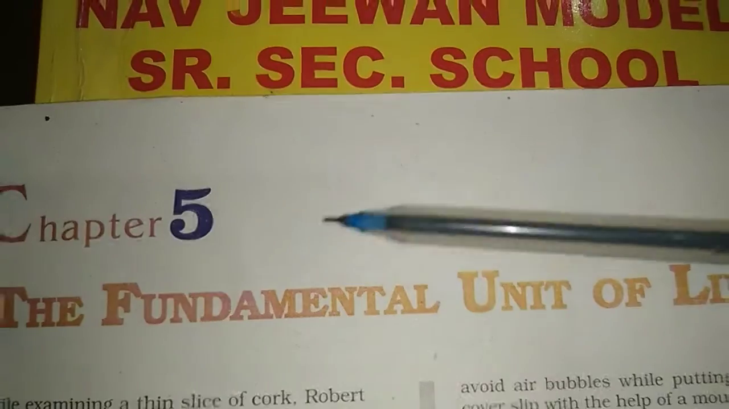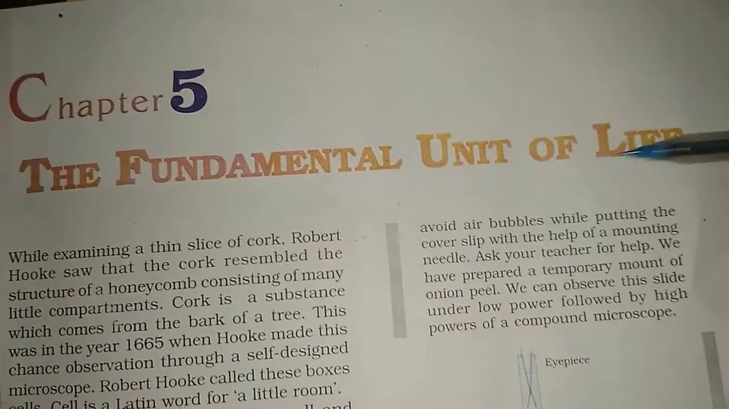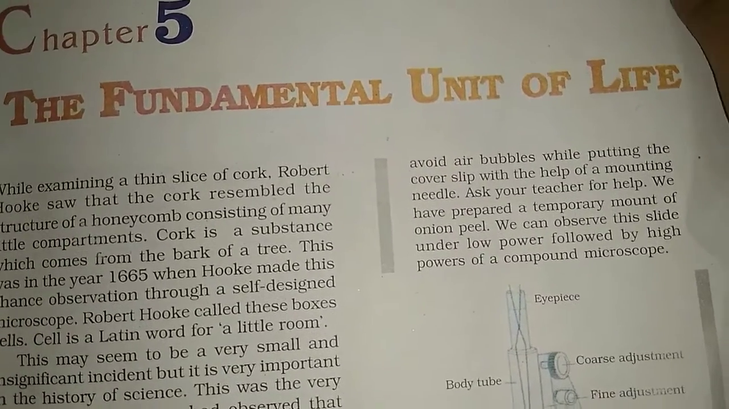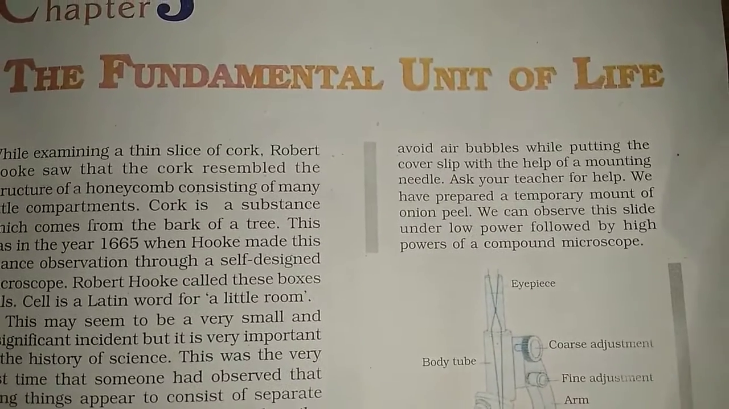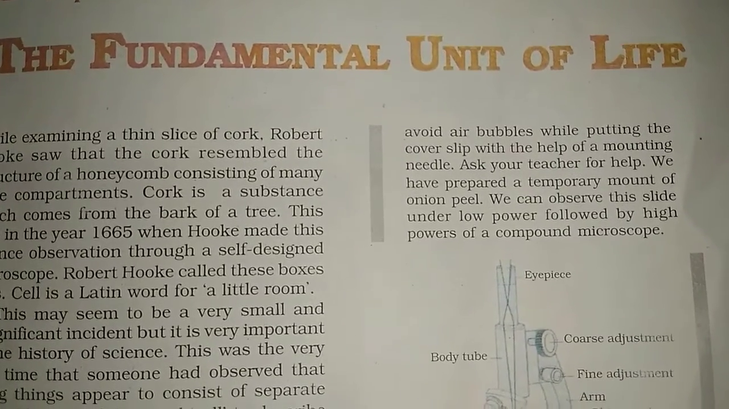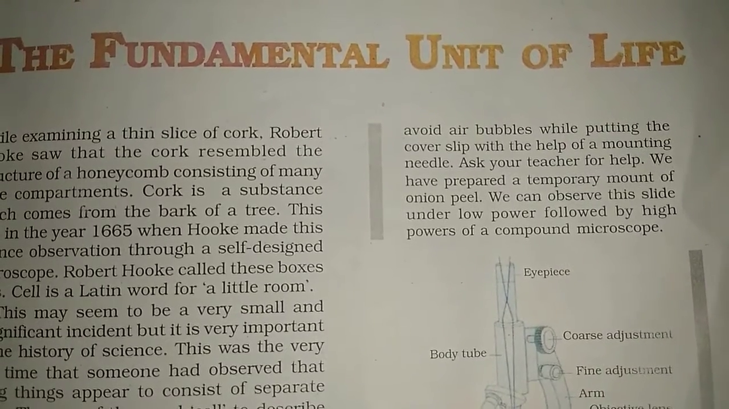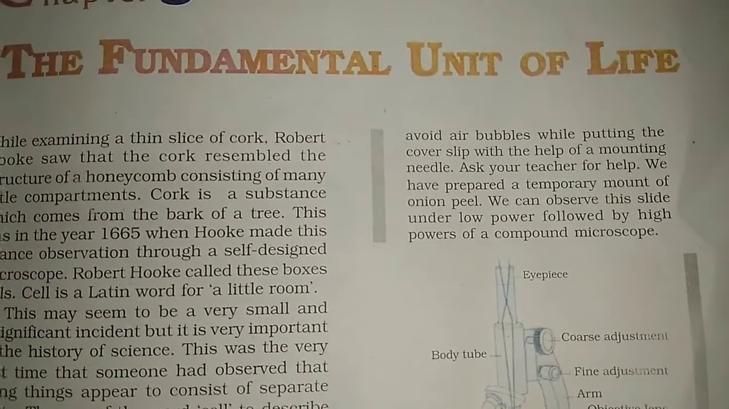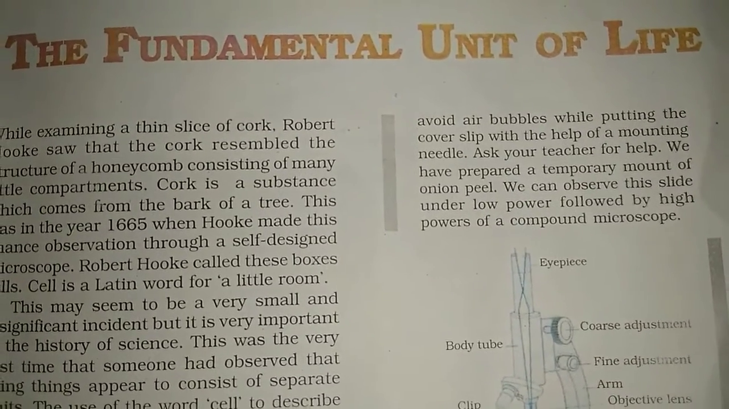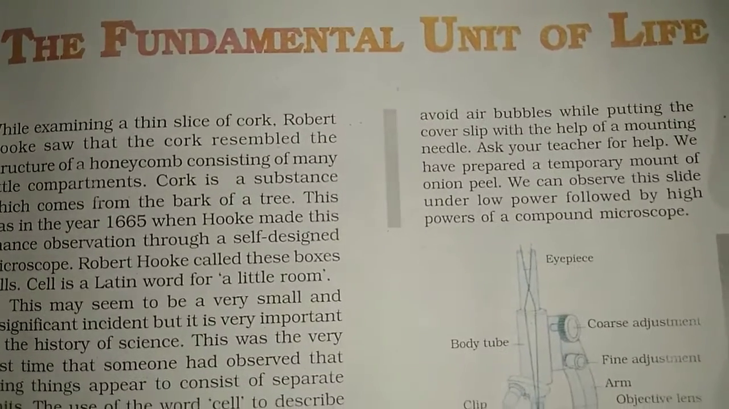So today we are going to do class 9 science, chapter number 5, the Fundamental Unit of Life, and today it is my second video on this chapter. So students, in my first video I explained that the cell is the basic structural and fundamental unit of life, and Robert Hooke discovered the cell in the year 1665, and after that I explained unicellular organisms and multicellular organisms. So today we will start with the cell theory.